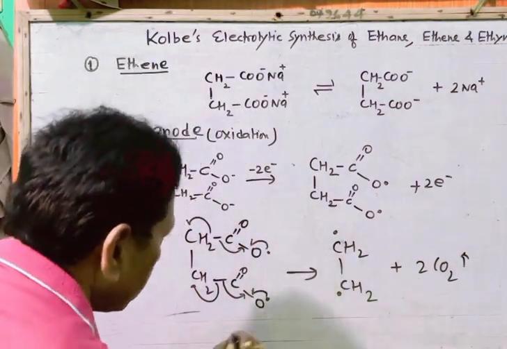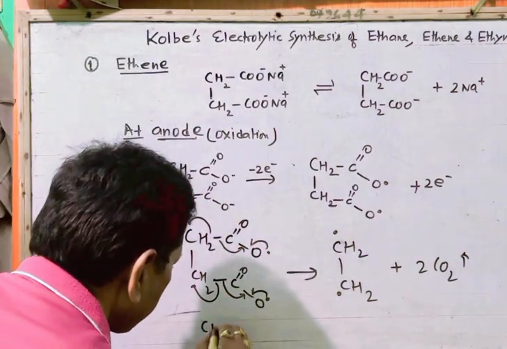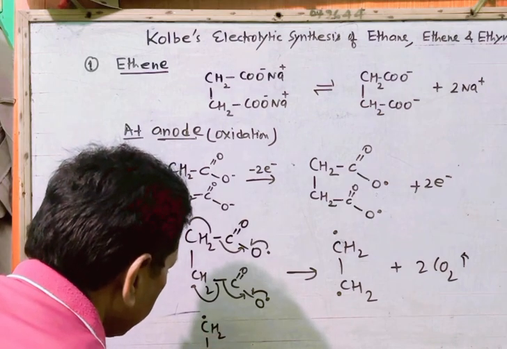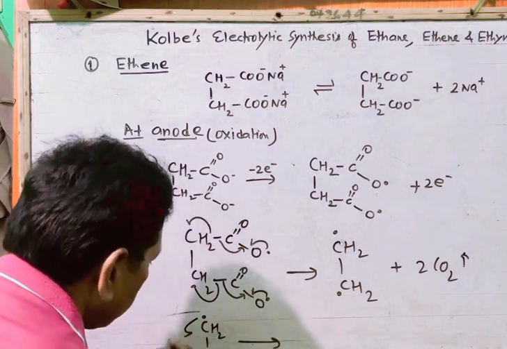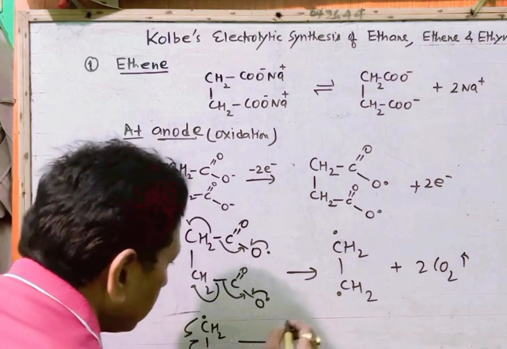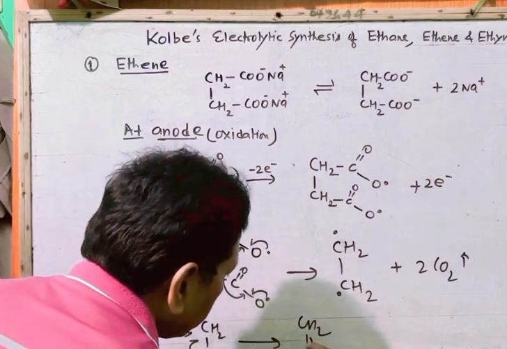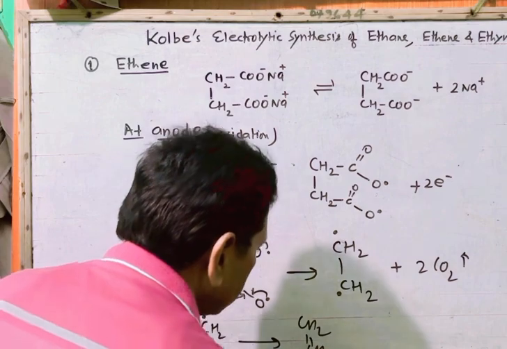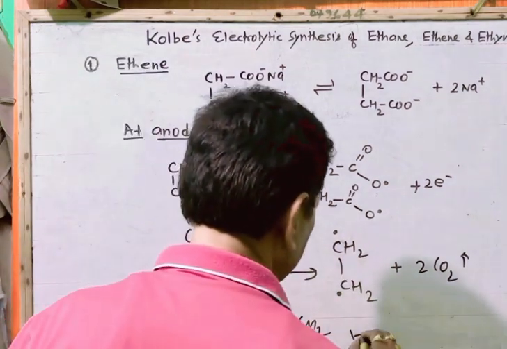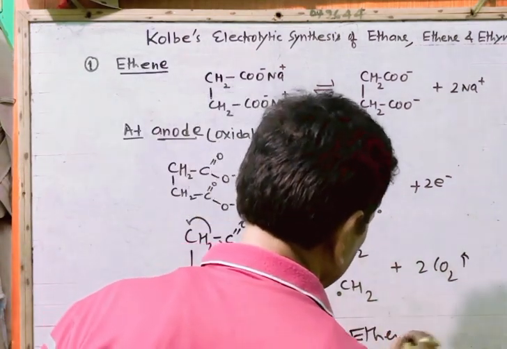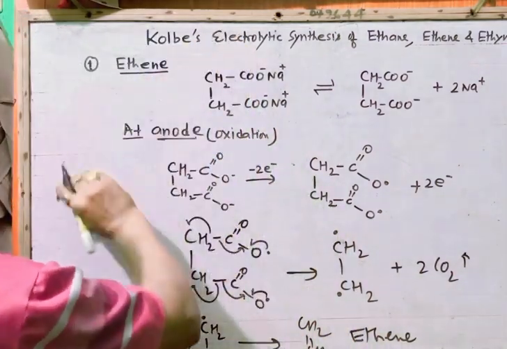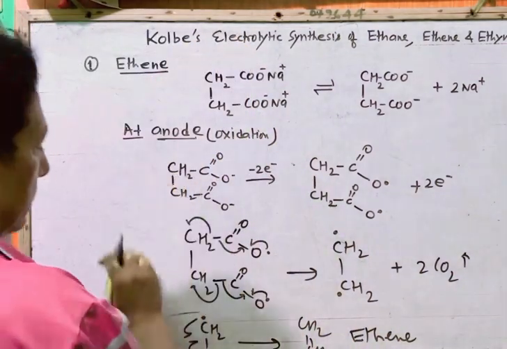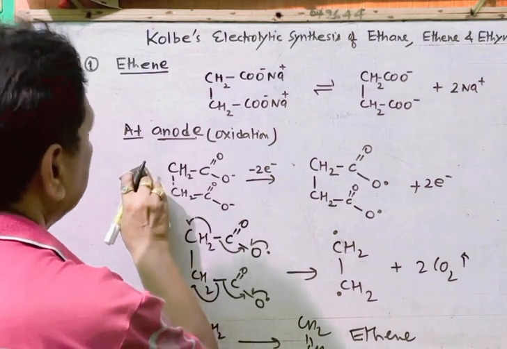And finally this free radical: this electron comes here and this electron comes here to make the CH2=CH2 double bond. This is the ethene. Ethene is synthesized like this.